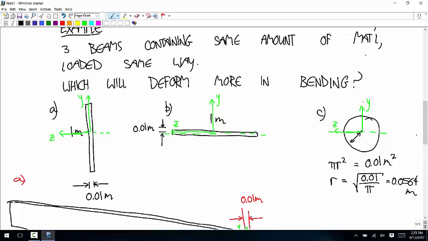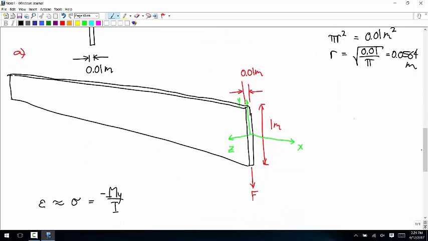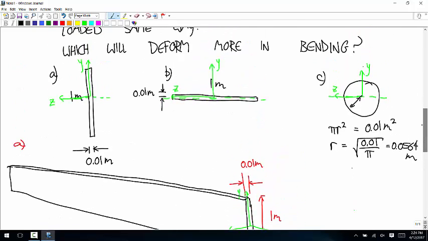But all of these are just the YZ plane. One more time: which one of these three is going to have the bigger area moment of inertia? The biggest one. Yeah, A is going to have the biggest, and that's going to mean the smallest deformation. Then second biggest is C, and then the smallest is B.